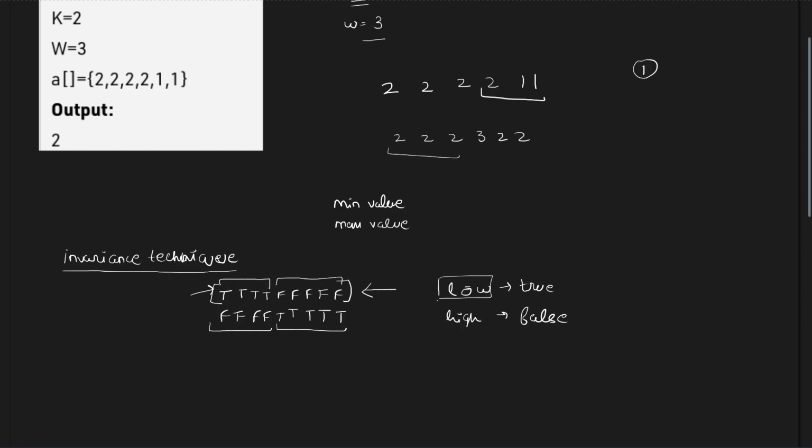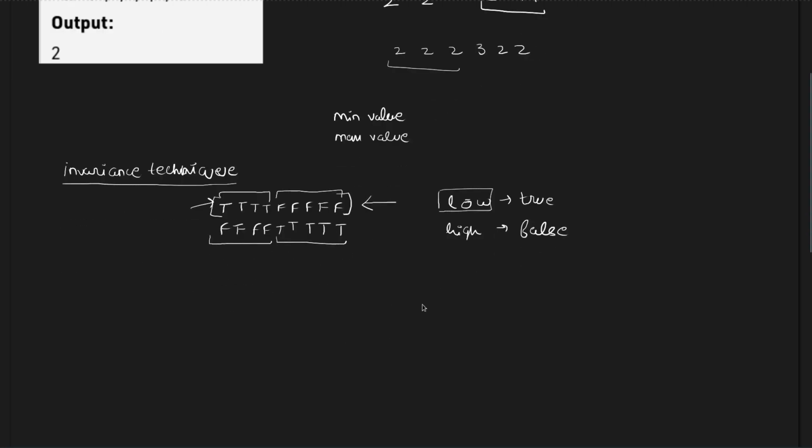So the benefit of this invariance technique is you don't have to maintain any answer variable. And you will further see that you don't even have to think of whether you should do mid plus one or mid minus one or any sort of that thing. The general format will be the exact same, right? So this is the benefit of using the invariance technique. I'll show you in a while how.